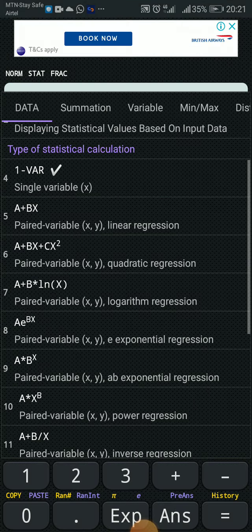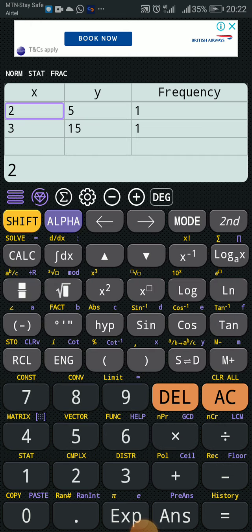Now, in statistics mode, look at number 5 there. In my own it is number 5, but look for A plus BX, which tells you that is what you can use to solve AP. If it was GP, it would have been A times B^X, which is number 9. So let's pick A plus BX, okay? In your calculator, you're just going to have X and Y.